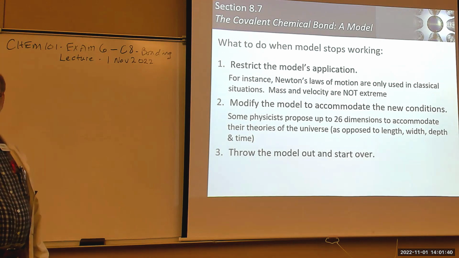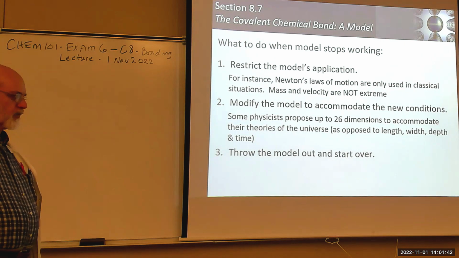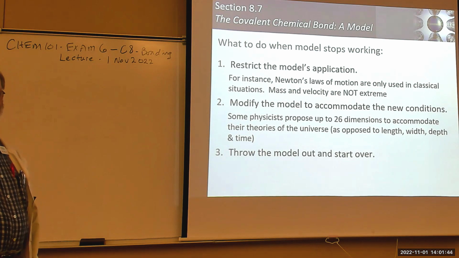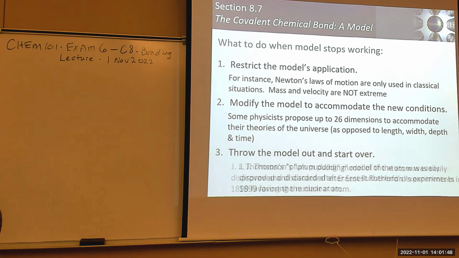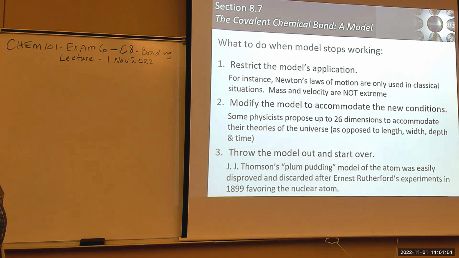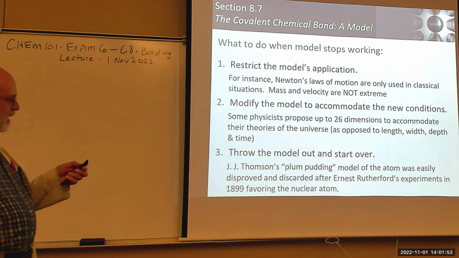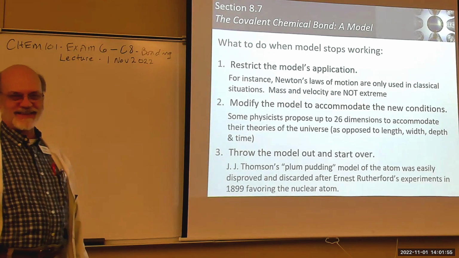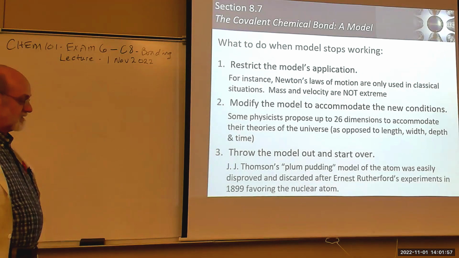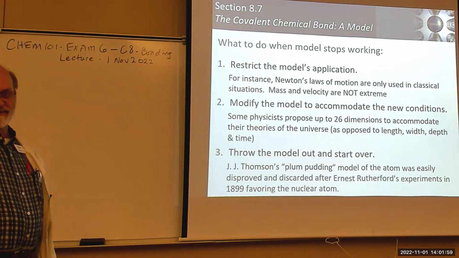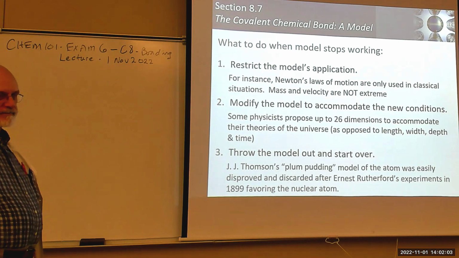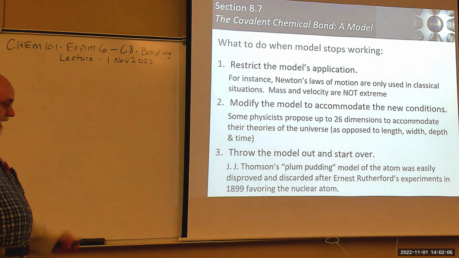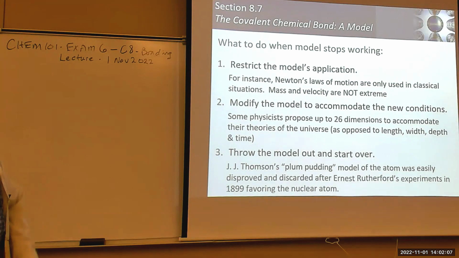Or, as a last resort, throw the model out and start over again. Those are your 3 choices. Oh yeah, like J.J. Thomson's plum pudding model of the atom, right? It defied the evidence, and there was no way you could tweak it and make it better. So throw it out. And then we went with Rutherford's nuclear model of the atom.